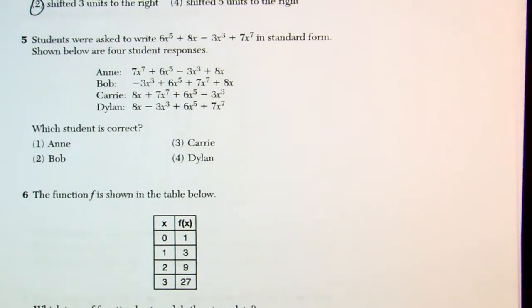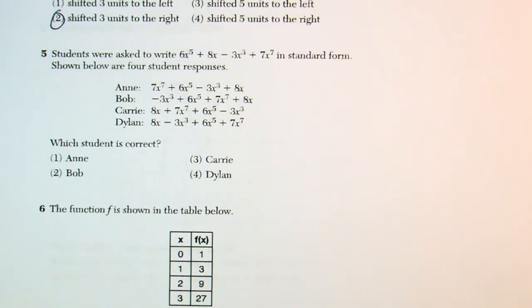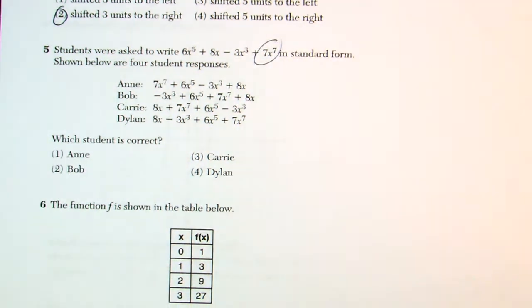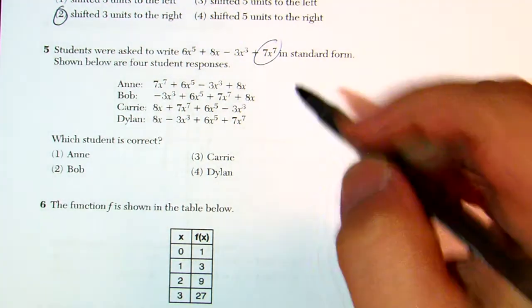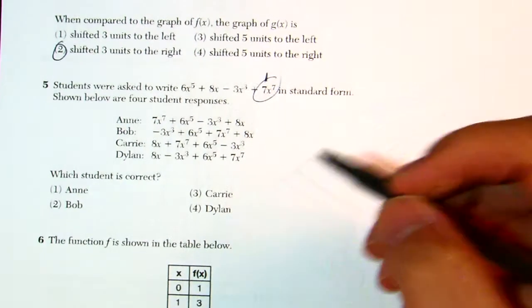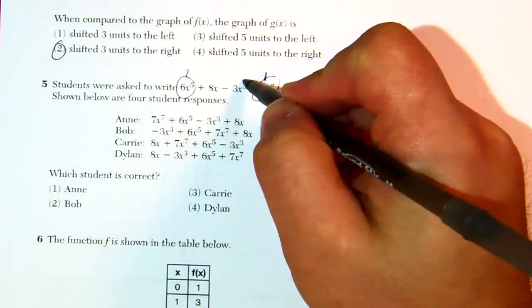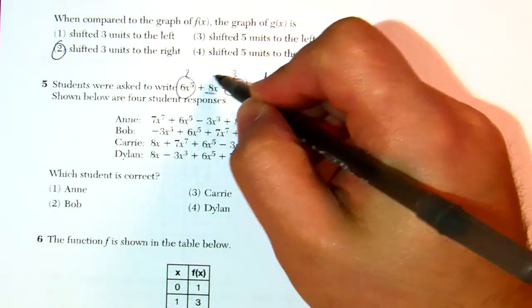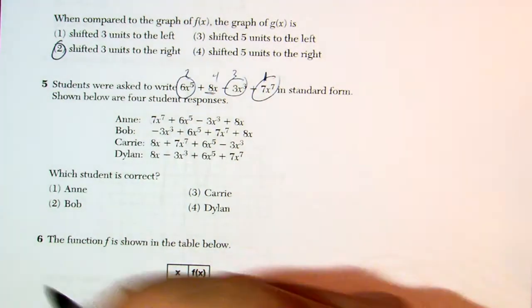Number 5. Students were asked to write 6x to the fifth plus 8x minus 3x to the third plus 7x to the seventh in standard form. Shown below are 4 student responses: Ann, Bob, Carrie, and Dylan. Which student is correct? Standard form means the highest exponent has to go first. The highest exponent that I see is x to the seventh, so this one should be first, this one second, this one third, and then this one fourth. Ann is the only one that showed that, so it is Ann.